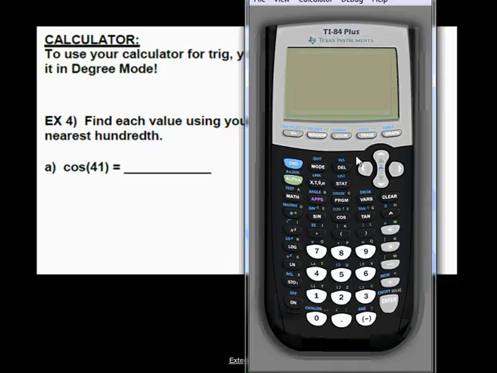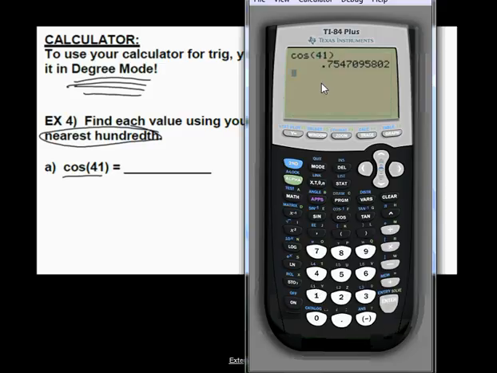So now that we have it set into degree mode, we can actually do our calculations. This first one says to do the cosine of 41 degrees rounded to the nearest hundredth. That means 2 decimal places. So I'm going to hit cosine, type in 41, close my parentheses and press enter. So my answer would be 0.75.